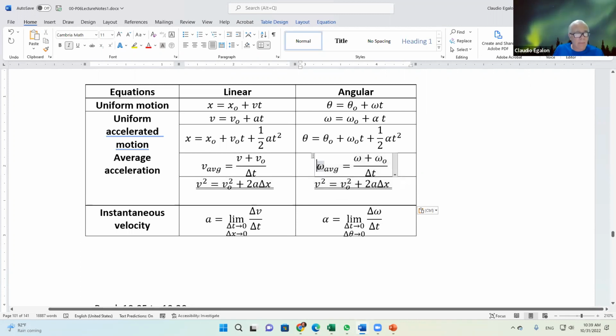Again, we replace V with omega, right? X with theta and A with alpha.